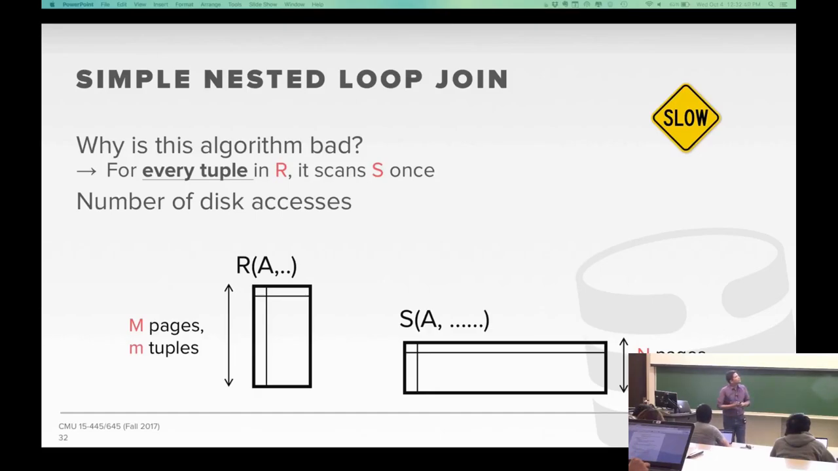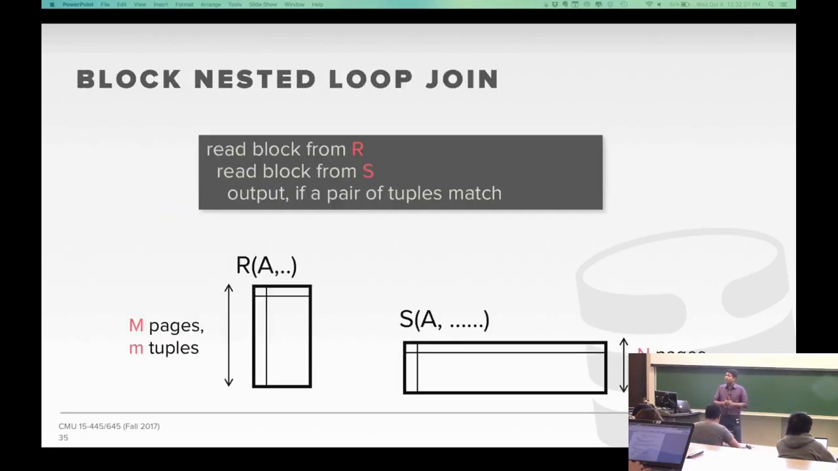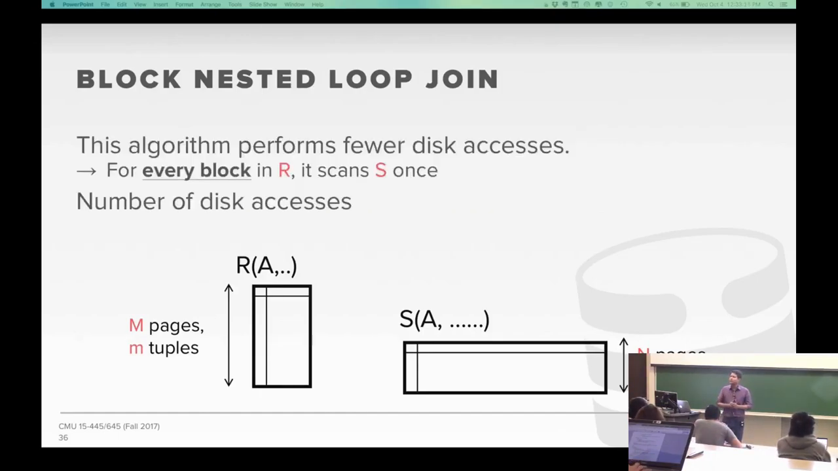So this is the basic idea in the next algorithm, the block nested loop join algorithm. Here, instead of reading a particular tuple, you read an entire block. So you read a block from R, and you also read a block from S. And then if a particular pair of tuples match, you output the join tuple. Unlike the simple nested loop join algorithm, here we are scanning the table once only for every block in R, not for every tuple. Because there are a bunch of tuples in every block, you're cutting down the overall I/O cost.